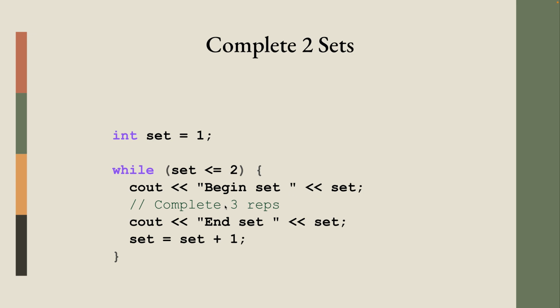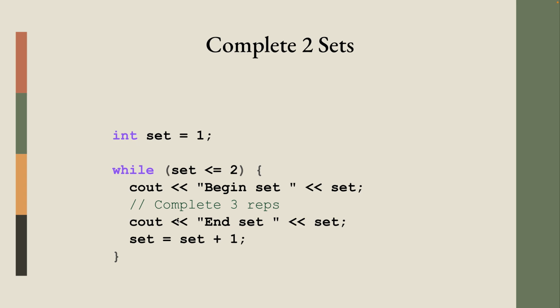Begin set 1. We'll learn the code for complete 3 reps, and then we'll say end set 1. Set will equal 1 plus 1, which is 2. 2 is still less than or equal to 2. So we'll print out begin set 2, end set 2. Set becomes 3, and 3 is no longer less than or equal to 2. Everyone follow? Okay.